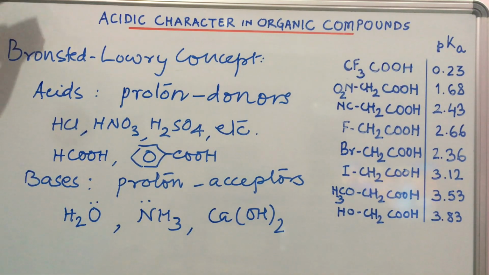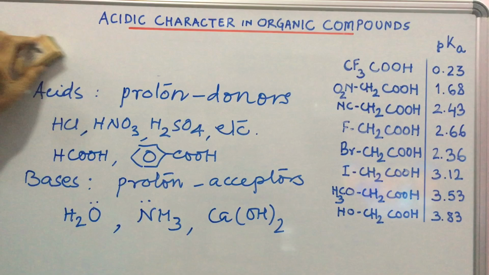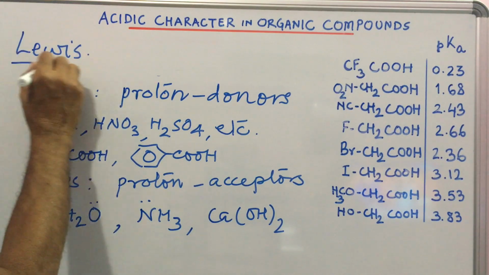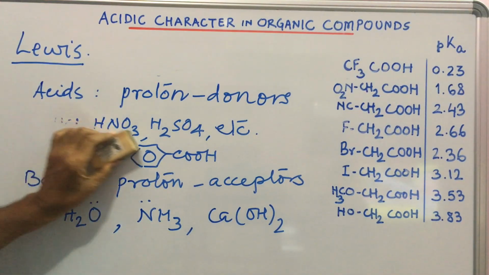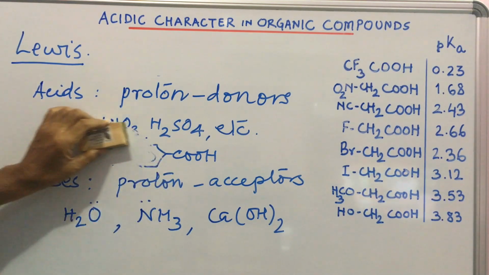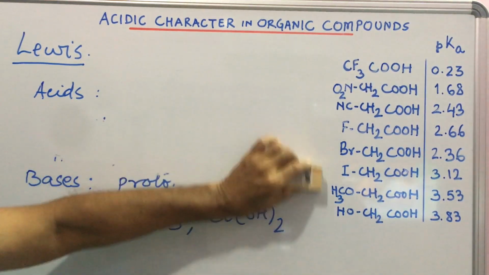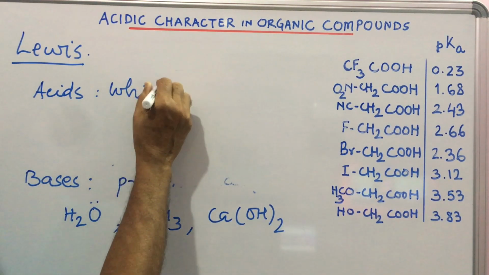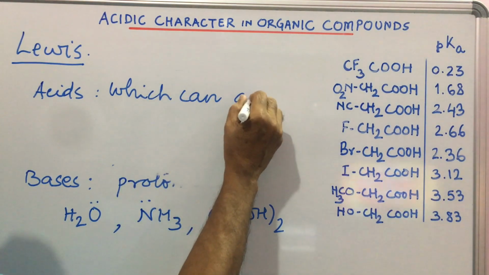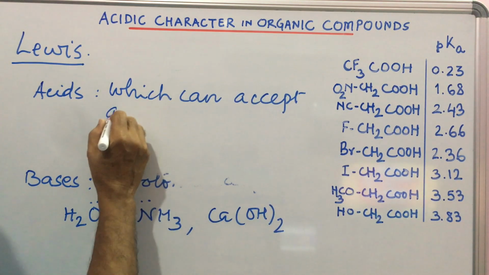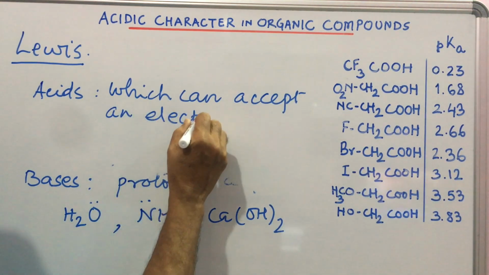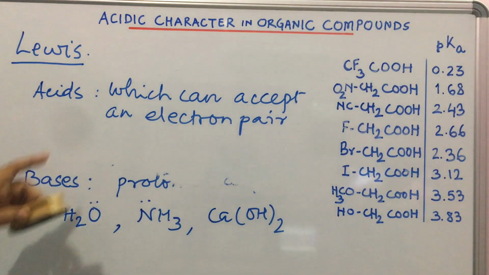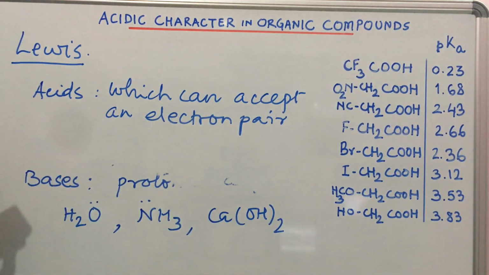Another definition is from Lewis. According to Lewis concept, acids are those which can accept an electron pair. It is not necessary that they should have a proton. They must have capacity to accept an electron pair.